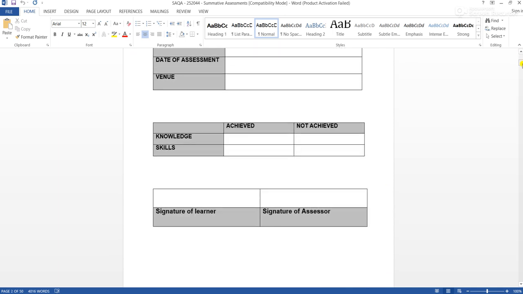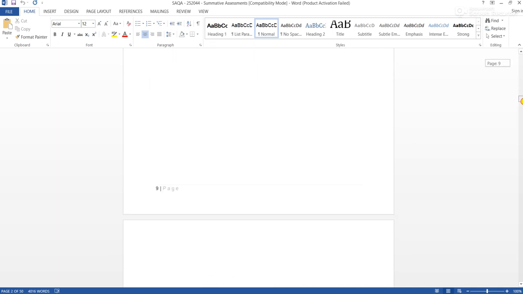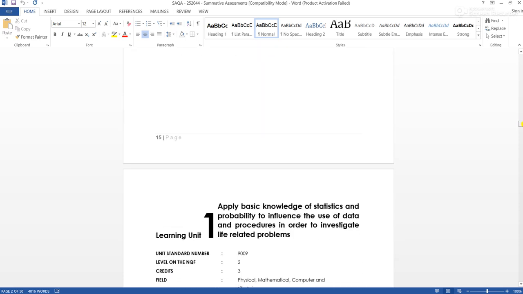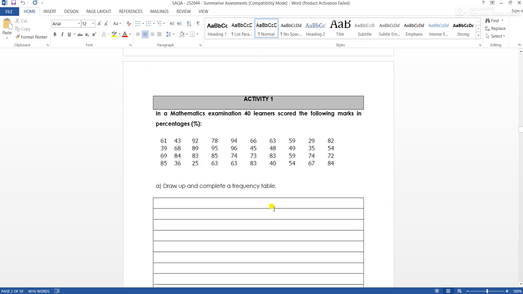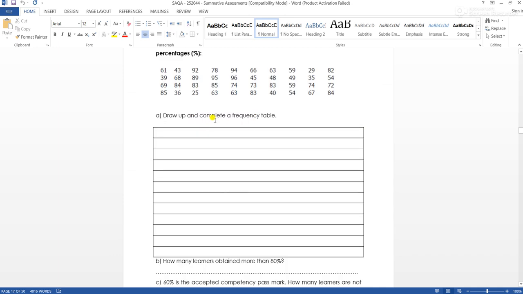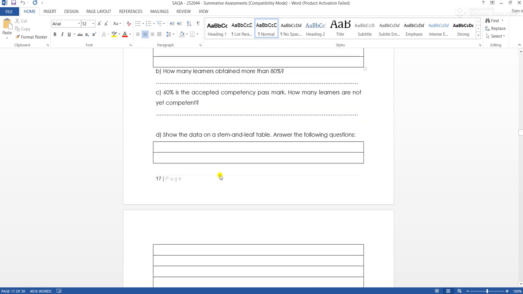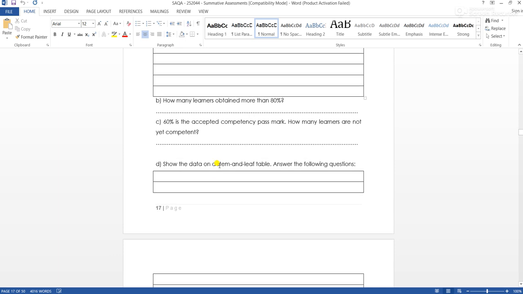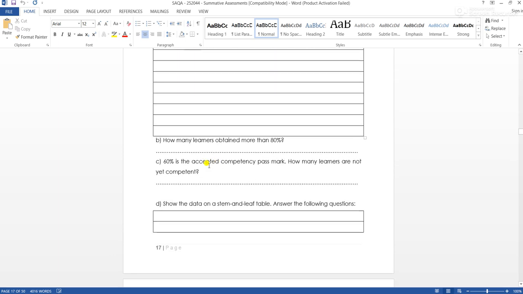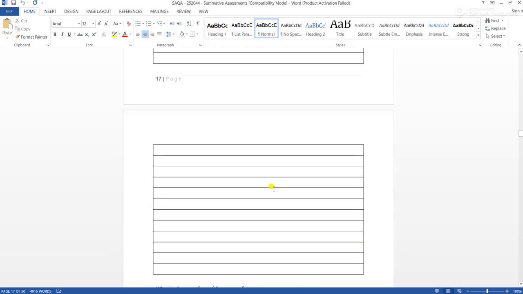Summative assessment. What you need to do for activity 1, you need to draw up and complete a frequency table that you've done. For A, how many learners obtain more than 80 marks? 60% is the accepted competency mark. How many learners are not yet competent? Show the data on the stem and leaf table. So these we have done.